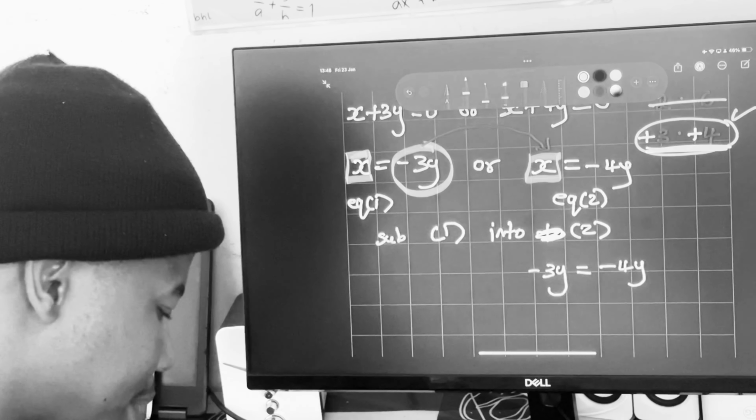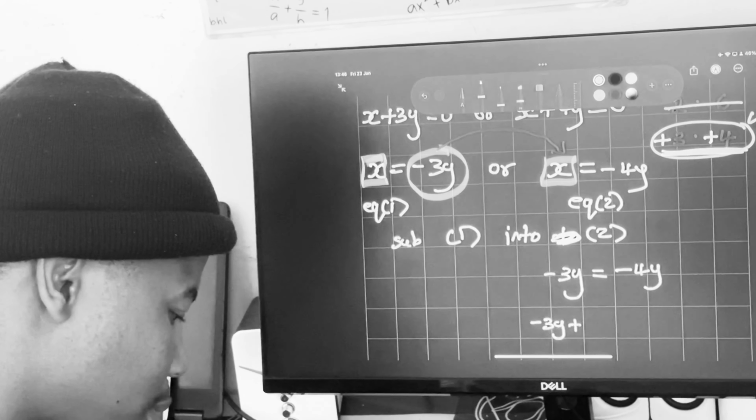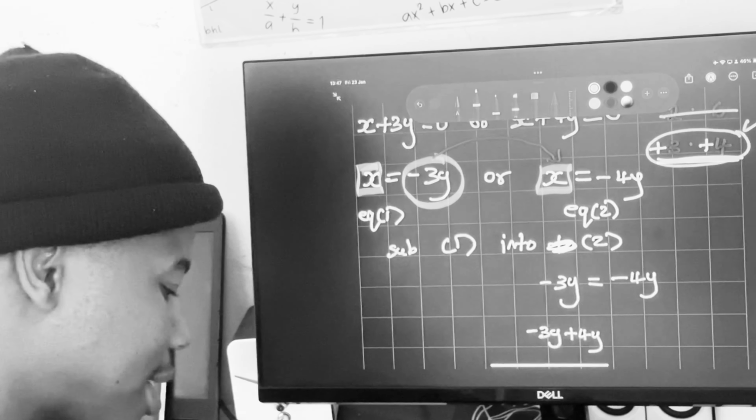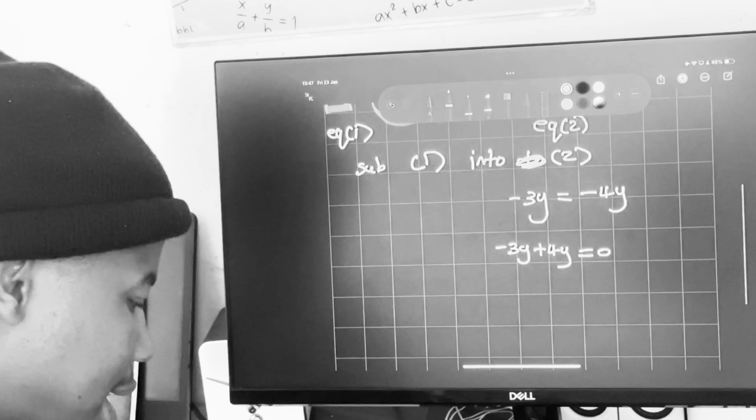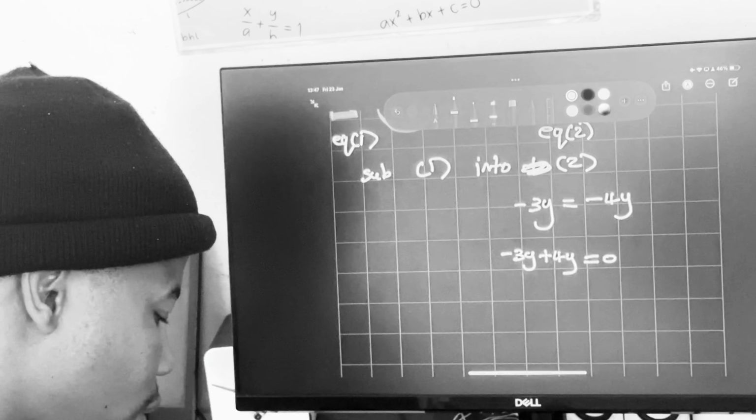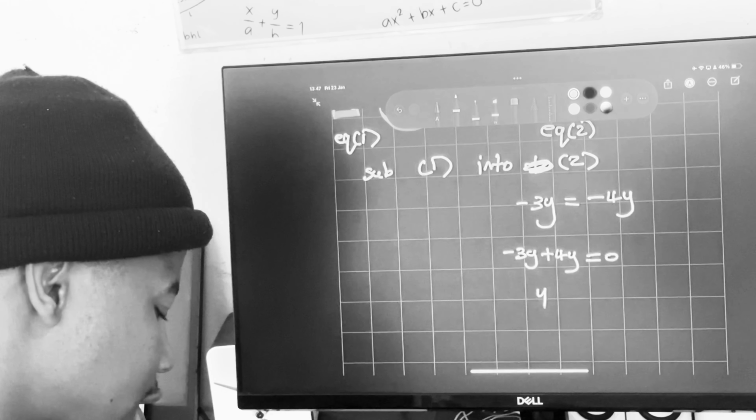Now let's solve for y. I'm having minus 3y. I'm transposing that to the other side. It becomes plus 4y equals 0. Minus 3 plus 4 is 1. So we have 1y, which is just y. So y equals 0. But we need to remember this. Remember, we said x equals minus 3y. Therefore, x will be minus 3 times 0, because the y value is 0. Then the x value is also 0. And that's it, ladies and gentlemen. So the solution to this equation is 0 coordinate 0.